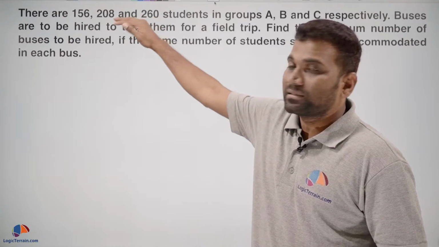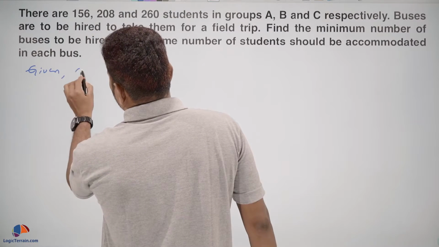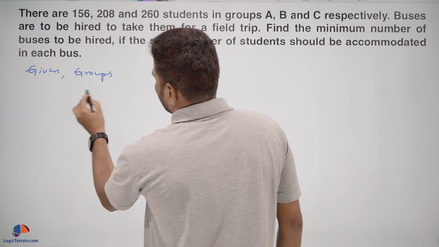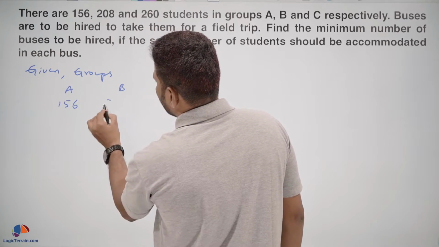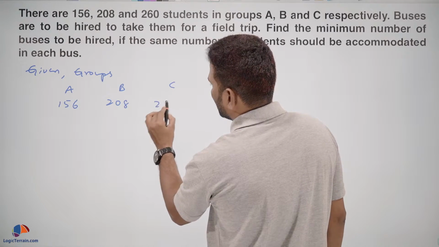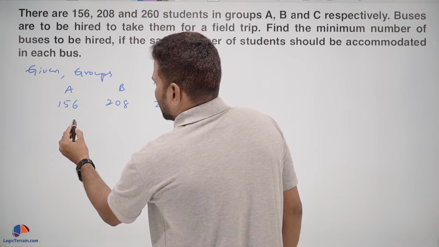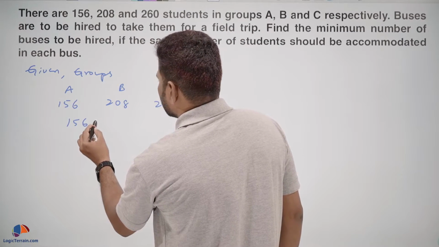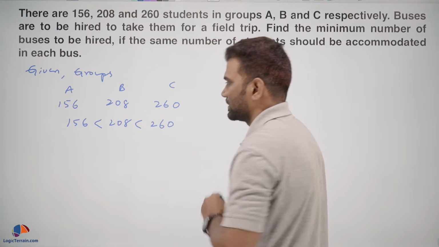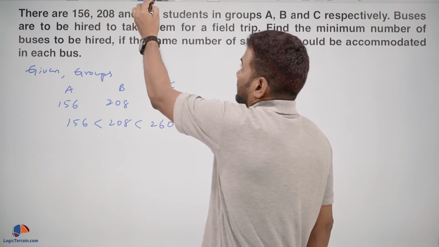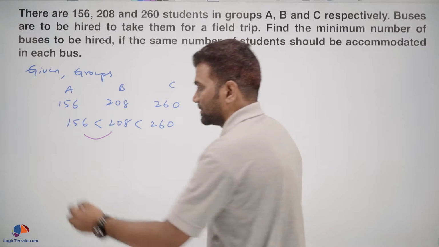So let us take the given groups: A 156, B 208 and C 260. And we know that 156 is less than 208, which is less than 260. So let us first find the HCF of these two numbers.